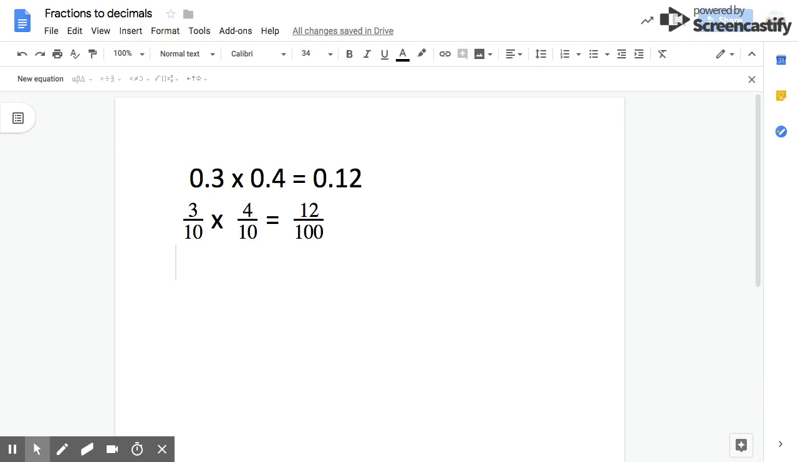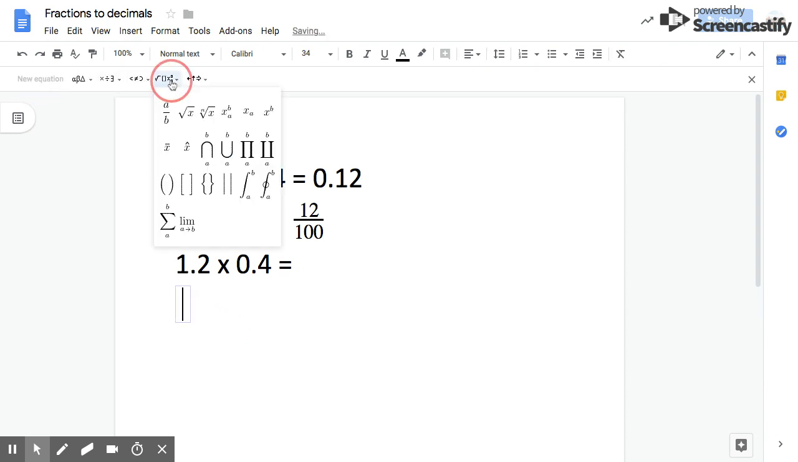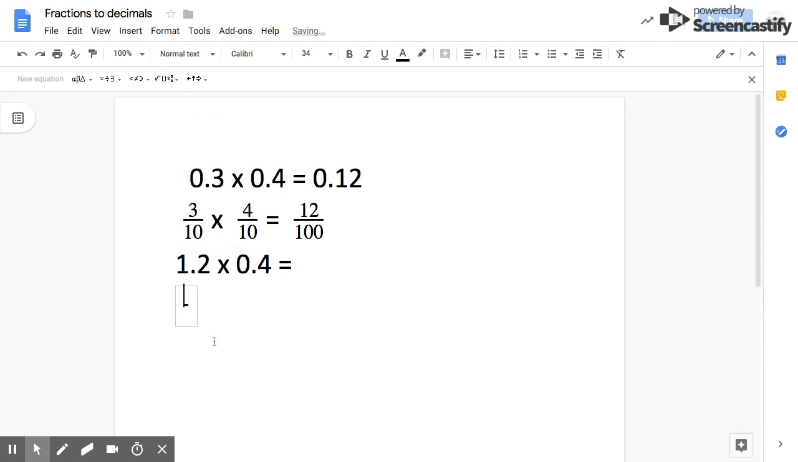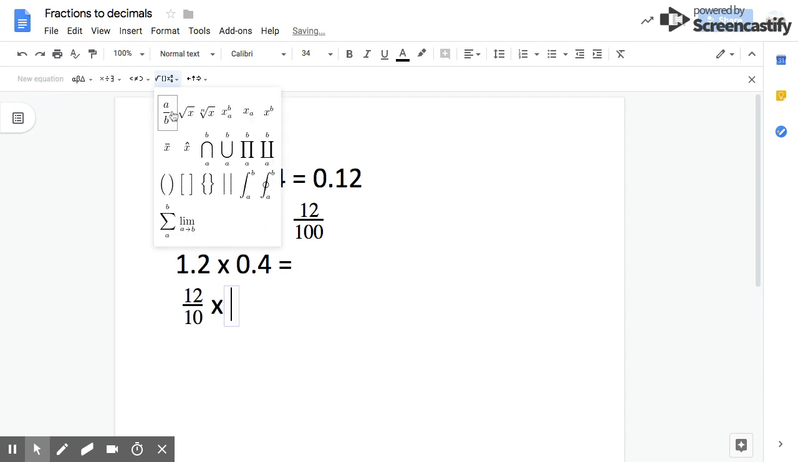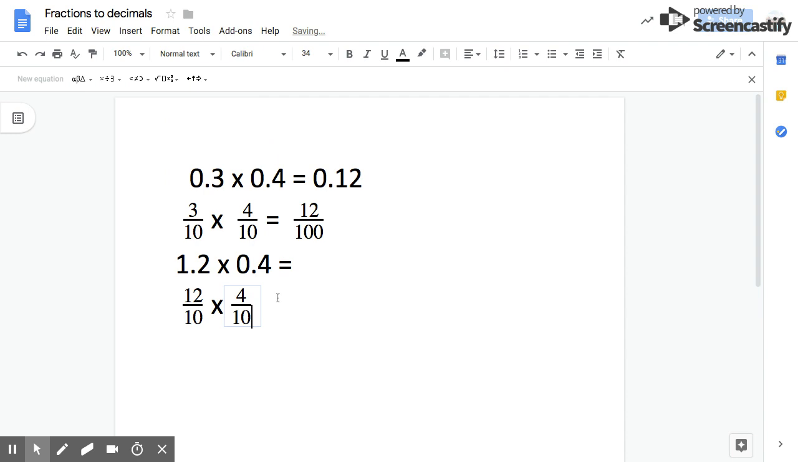So if I have 1 and 2/10 times 4/10. Now that's a little different because I know that 4 times 12 is 48. But then what place value am I in? Well, I've got to figure that out. So let's take a look at what we get if I change this into fractions. So now I have 12/10. That's a little different, right? And then I have still 4/10. And that's going to equal 48.